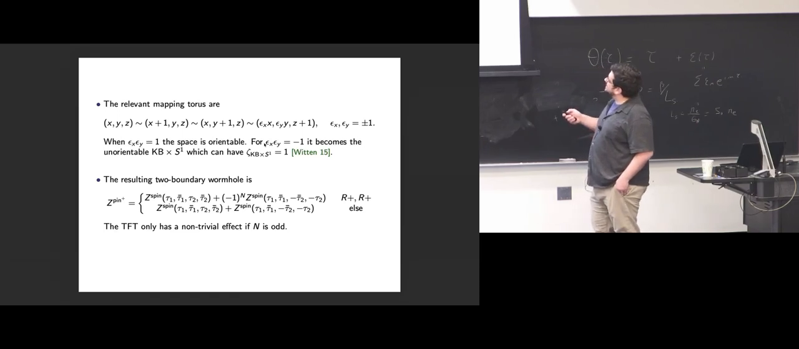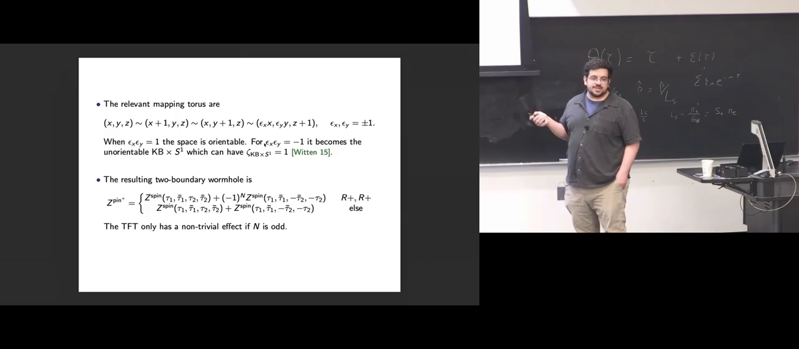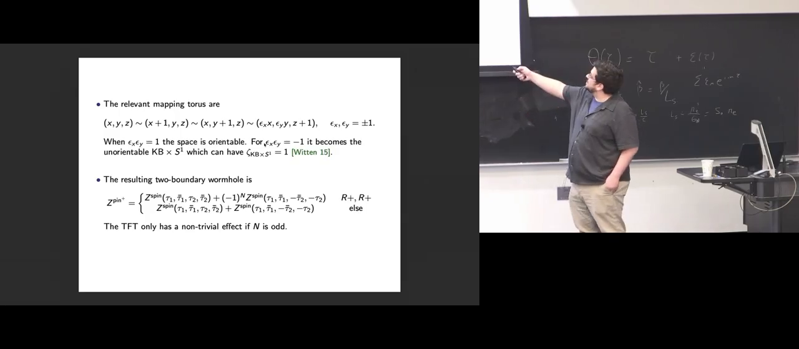If the product of these indices is 1, then the space is orientable. So if we do nothing and this is 1, 1, then this is orientable. But also if we apply the CPT generator, it's also orientable. This will have a minus here and a minus here.